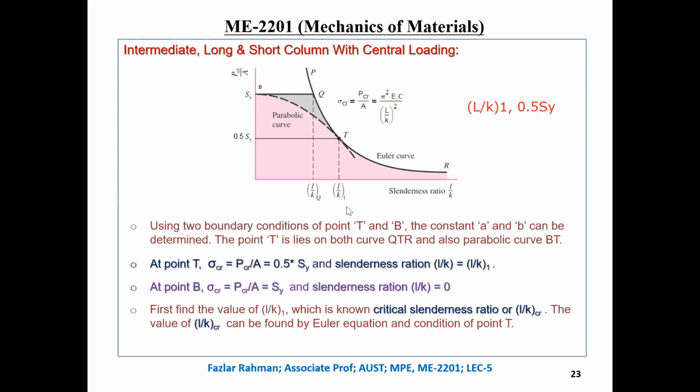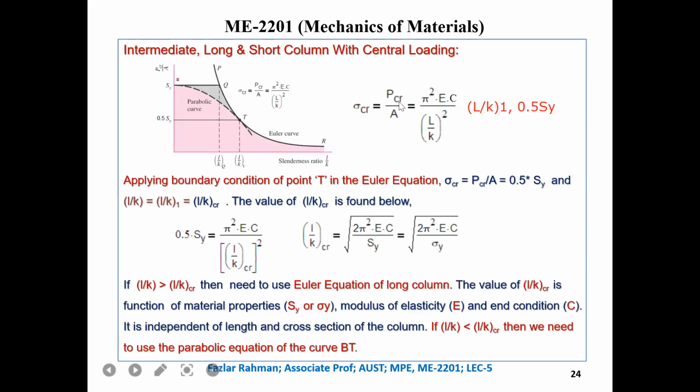There you see. So this condition will apply right over here. So how do you get it? What is your sigma critical? Equal to 0.5 SY. So we put 0.5 SY. And what is L by K? L by K equal to L by K1. Now, this L by K1, we will not call it L by K1 anymore. We will call it critical slenderness ratio, because if you are on the right side, that means your column follows Euler equation. If you are on the left side, then your column is following equation BT.